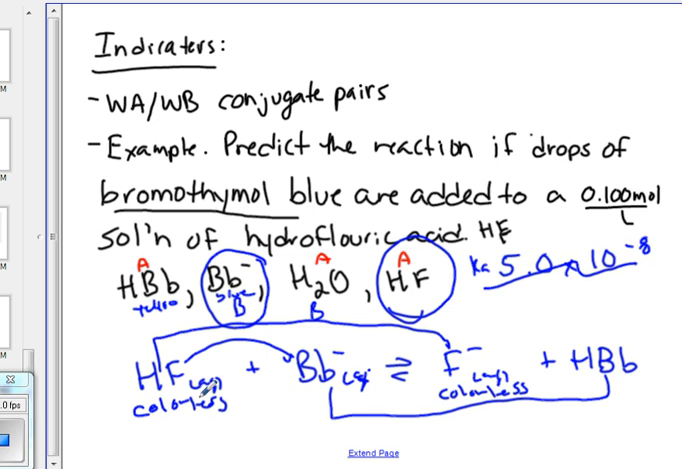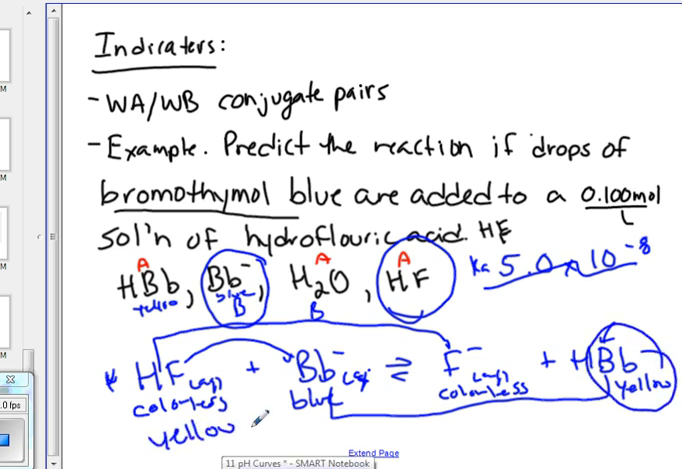So what's the color of the solution going to be when this reaction takes place? So I'm producing the conjugate acid as my product, which has a yellow color. So the resulting solution here would be yellow.